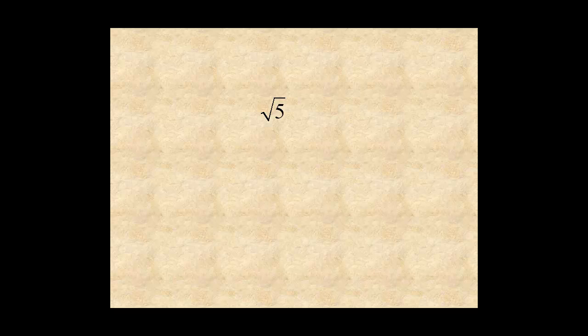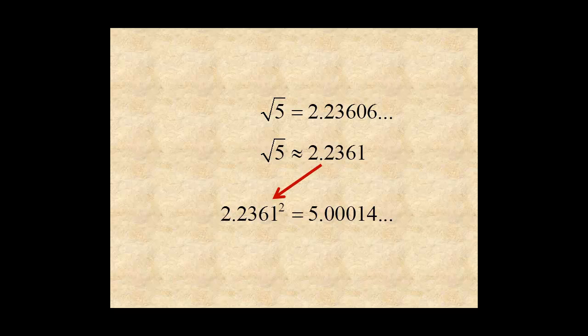You can use a calculator to estimate the value of radical 5, which is about 2.23606, which you can round off to 2.2361. If you square this number, you get about 5.00014, which is very close to 5. However, no matter how many decimal places you use, you'll never get a number that's exactly equal to radical 5. And that's really what an irrational number is, a number that's real but can't be written down with digits or numbers.